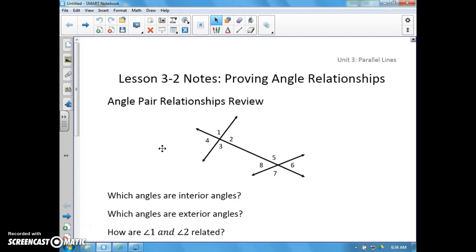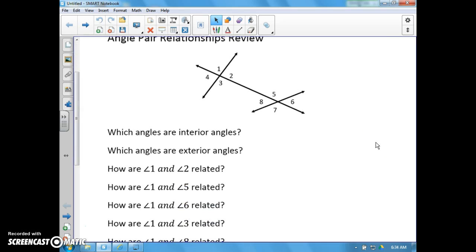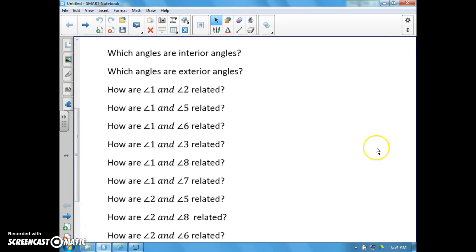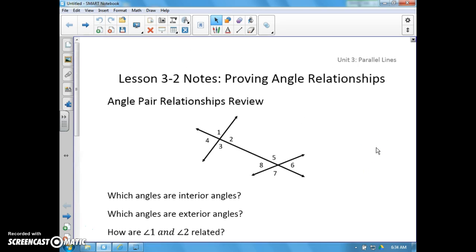Hello everyone, and welcome to Lesson 3-2, Proving Angle Relationships. Before you begin, I would like you to go through and remind yourself about how to find the relationship between pairs of angles. So please, in your book now, go through and fill out this page. I will give an answer key on the website.